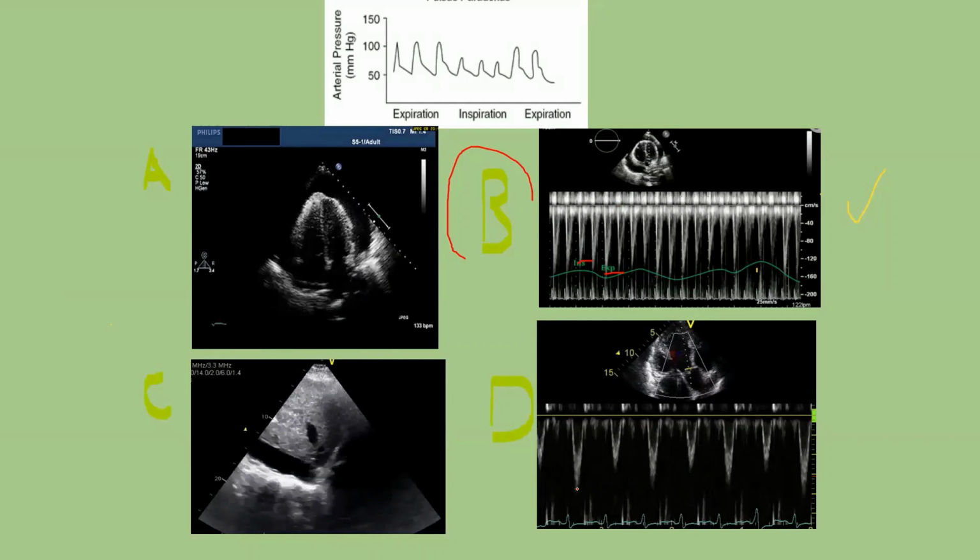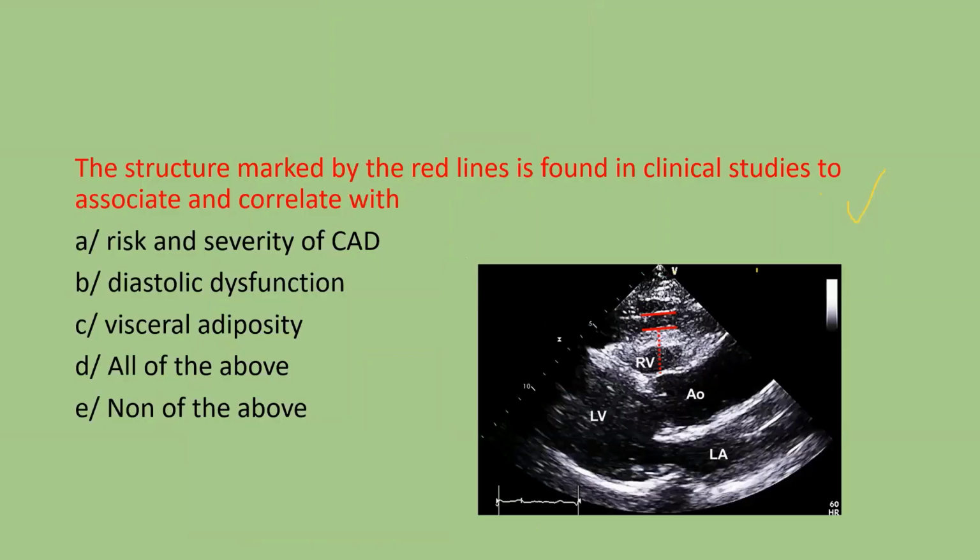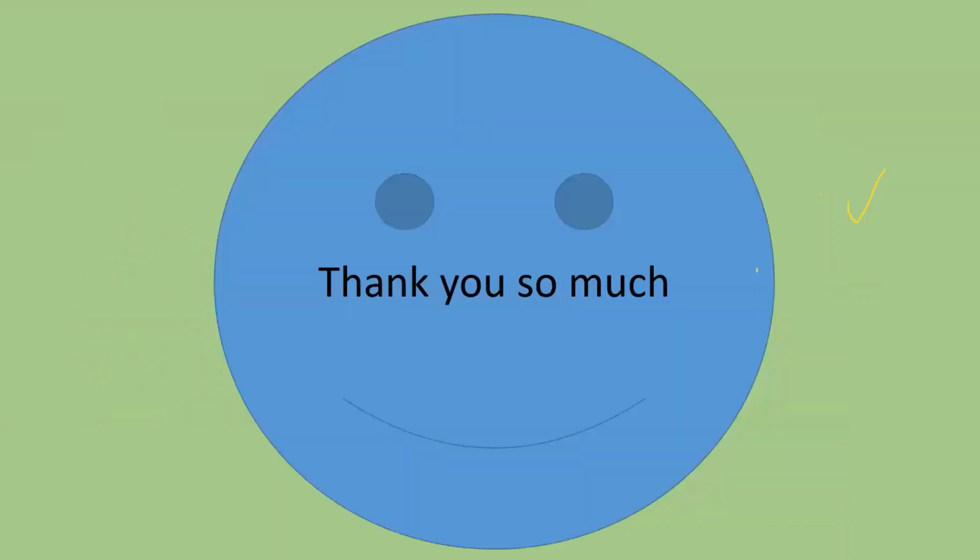What is this sign then? This is pulsus alternans. Very good. This is the echo equivalent of pulsus alternans, beat-to-beat variation in severe LV dysfunction. Great. Now, the structure marked by the red line is found in clinical studies to associate and correlate with risk and severity of coronary artery disease, diastolic dysfunction, visceral adiposity: all of the above, or none of the above? All of the above. Thank you so much.